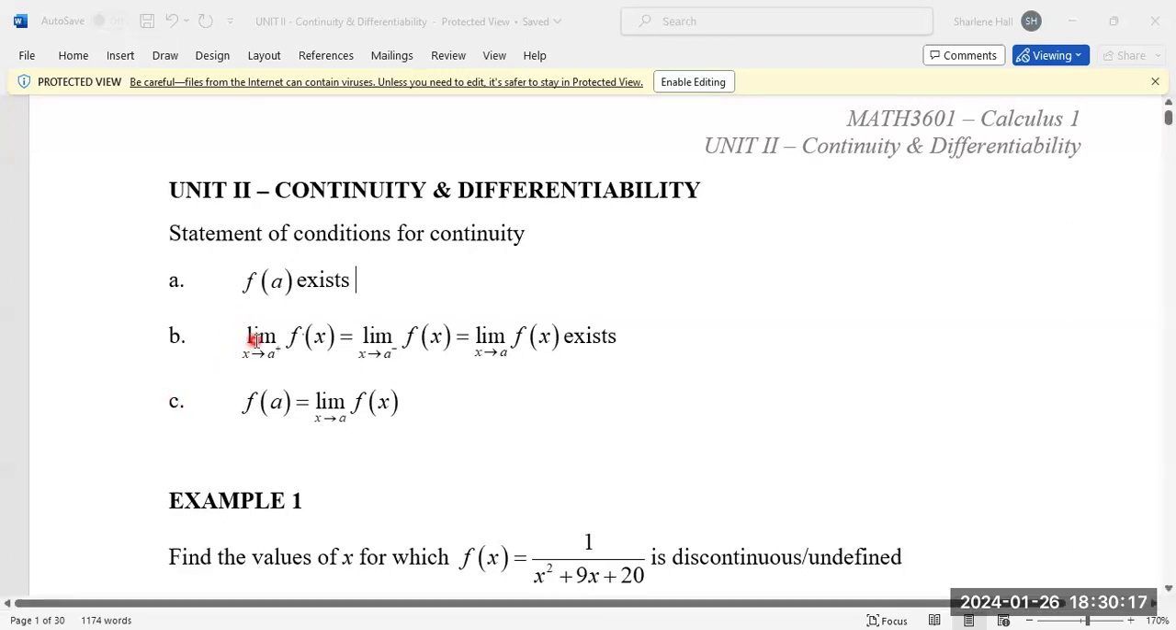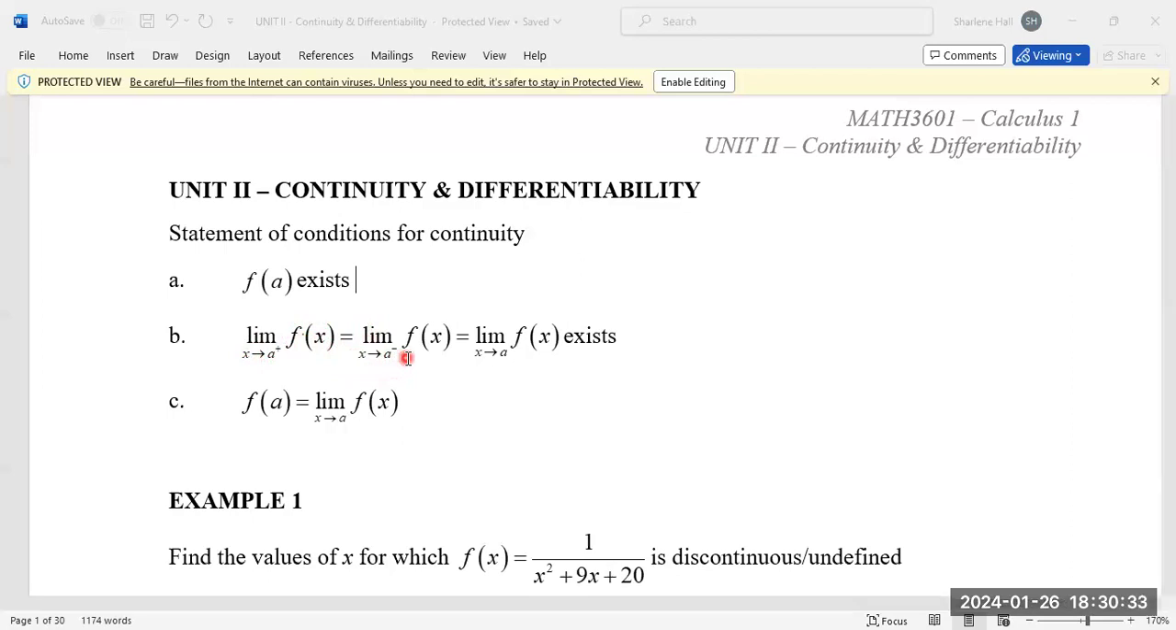So this is saying that the limit as x tends to a to the right of f of x is going to be equal to the limit as x tends to a from the left of f of x. So what we're doing right here is the intuitive approach. The left-hand side and the right-hand side of the limit must exist. If they are equal, then I can say the limit as x tends to a of f of x exists.